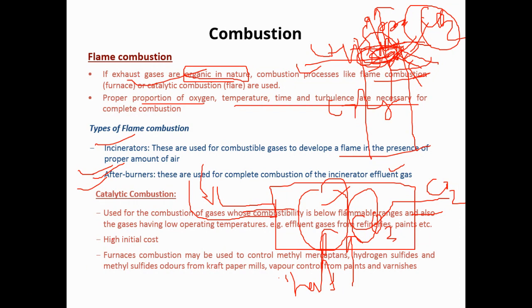What are the disadvantages? It has a higher initial cost, and specified furnaces are required. To control methane, propane, hydrogen and all the different things, because the dirty gas does not contain only hydrocarbons, it contains all different gases. For that purpose, a specified furnace is required to combust.